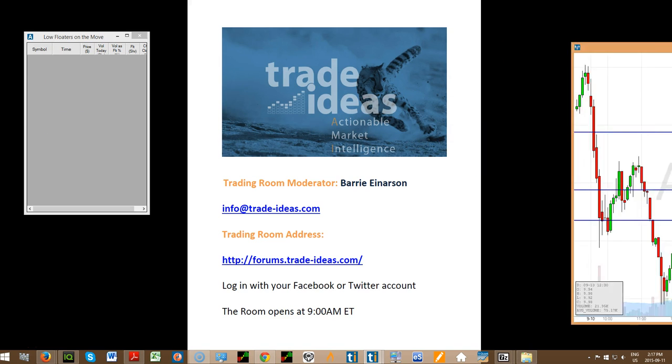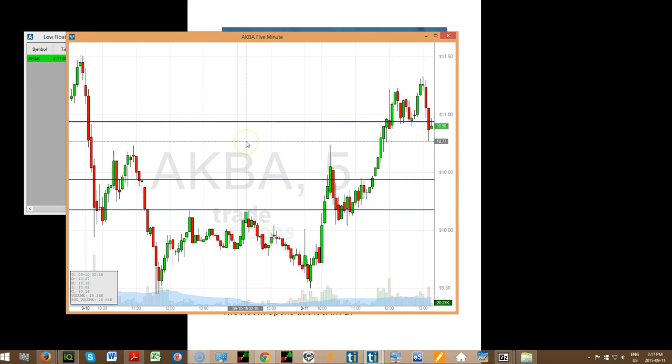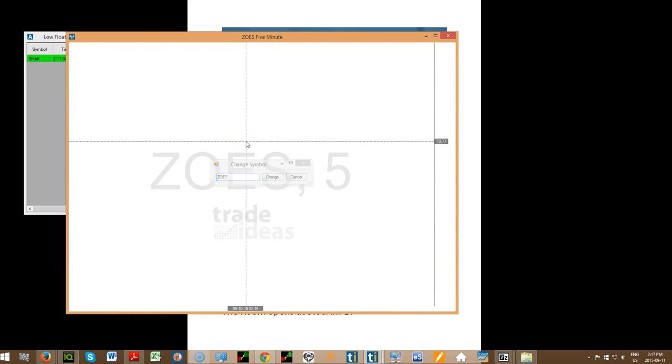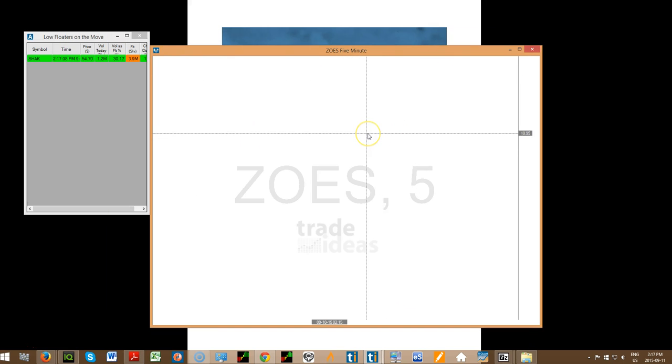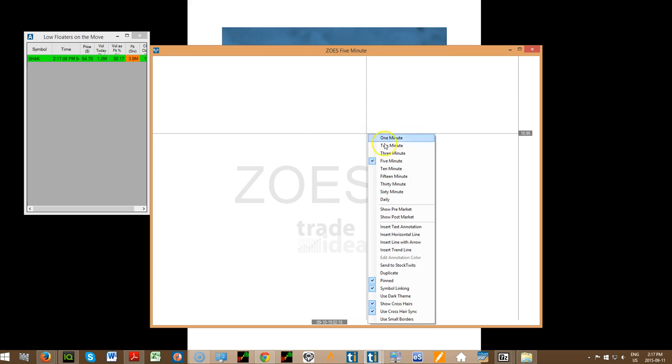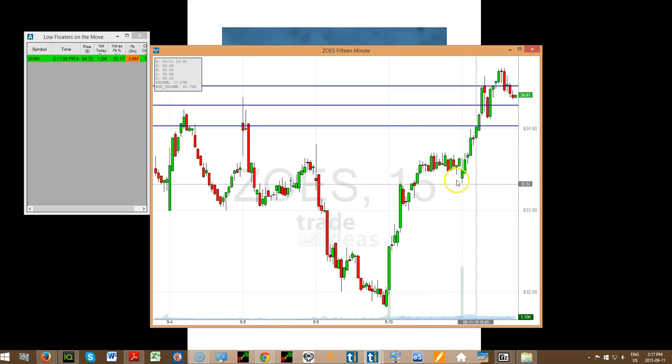Let me just bring out ZOES, Z-O-E-S, and let me bring it up on a 15-minute chart. Here we go. So this is what I was alerted to right here. You see, here's the green bar, here's the red bar. The red bar is engulfed by this previous green bar, and then the trend continues.